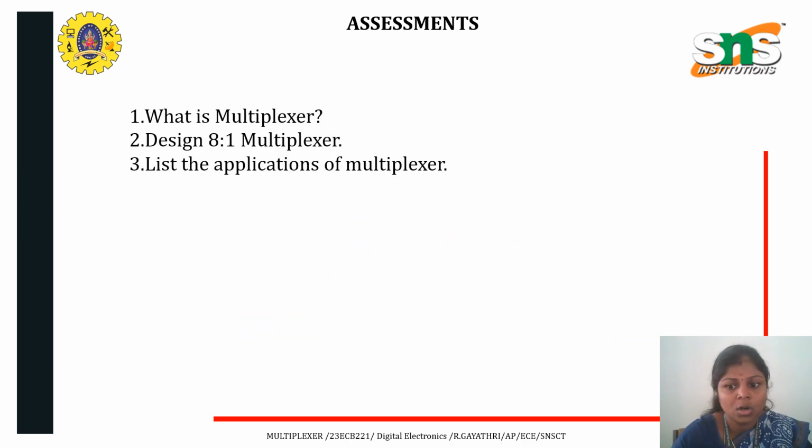Assessment questions: What is a multiplexer, and how is the design of an 8 cross 1 multiplexer done? List the applications of the multiplexer.